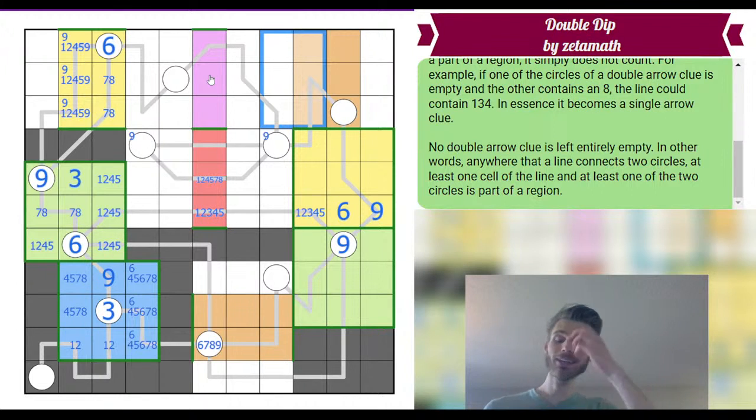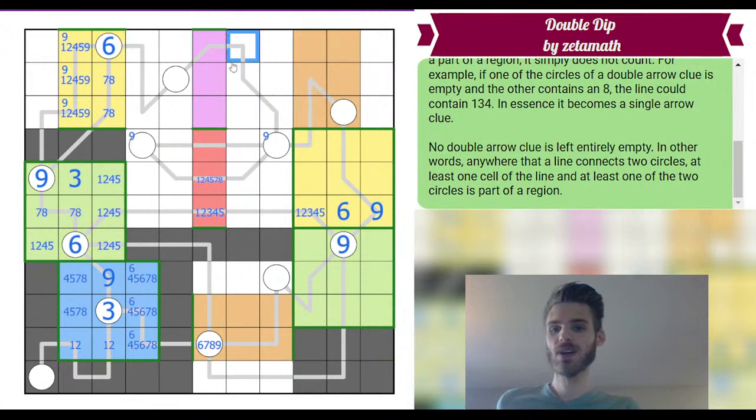Should I focus on 9s? I'm struggling to see where I should focus on. Maybe I should think about purple. So something needs to take these cells.